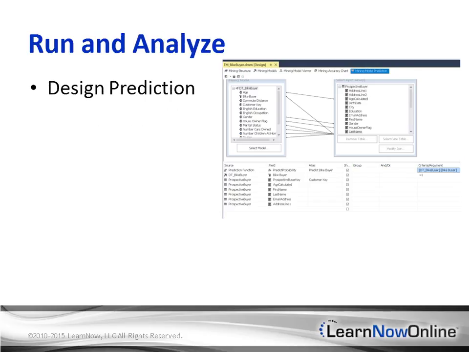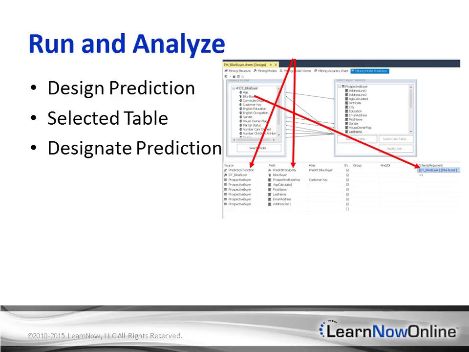Lastly, we want to analyze and run this model. The design prediction grid on the bottom of this window is where we specify the prediction information. The selected table is where most of the information is given. The first row in the prediction function designation is the field column that contains the predict probability function. We give it an alias like predict bike buyer. The last column needs to be the predicted column bike buyer, which is linked. You can do this by dragging and dropping the mining model from the list above.